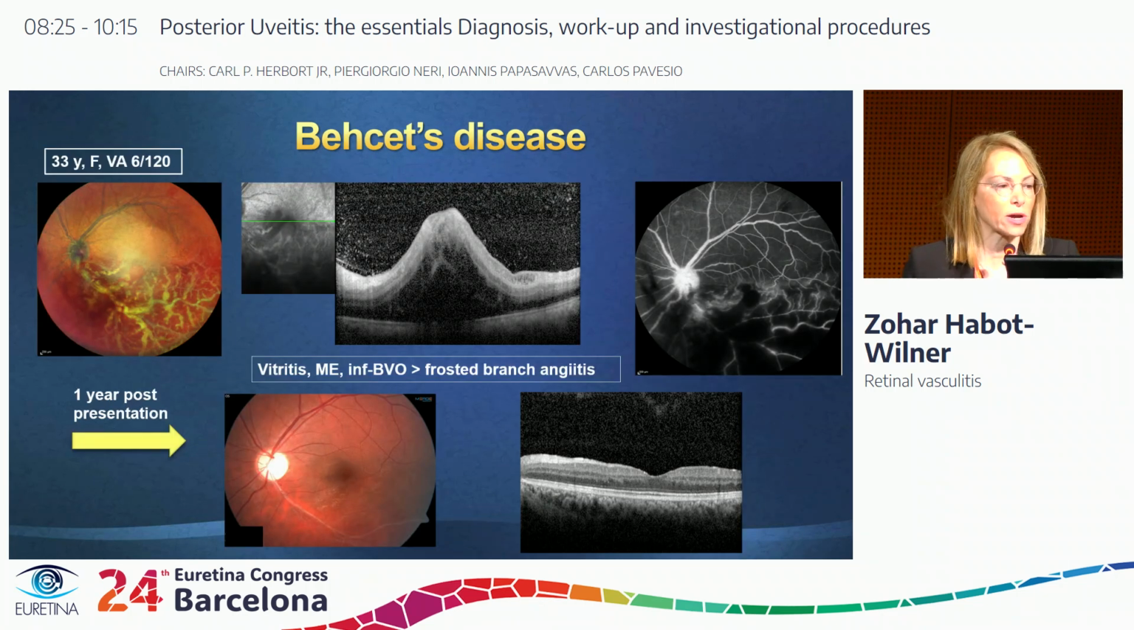This is a patient with Behçet, a 33-year-old female. She came with vitritis, severe macular edema, and frosted branch angiitis, as you can see in this picture, which was actually a very large inferior branch vein occlusion. And you can see very nicely, after good treatment with corticosteroids and anti-TNFs, 1 year post-presentation, there was no active uveitis, but we can certainly see the occluded vessel.